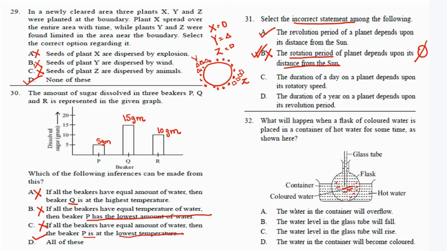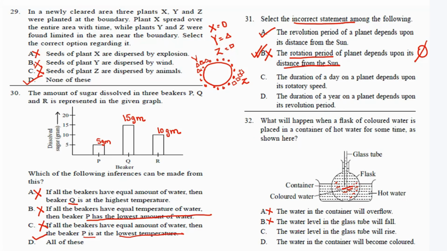Let's see. The water in the container will overflow. No, this is wrong. It will not overflow because we are not heating it. We are not doing anything, so it will not overflow. The water level in the glass tube will fall. This is also wrong. In the glass tube, the water will not fall, right?